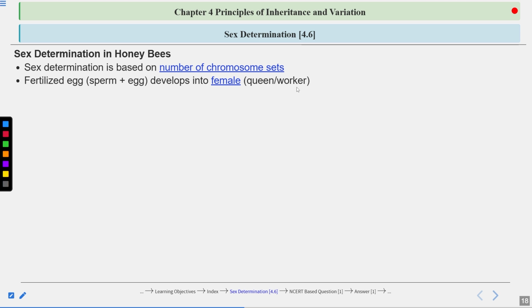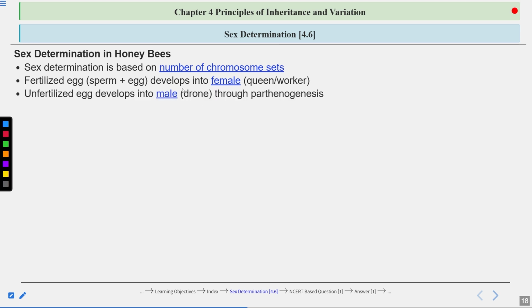So queens and the worker bees, they are female. They are diploid because they develop after fertilization. In fertilization, what happens? There is the fusion of the male and the female gamete, which results in the formation of a unicellular diploid structure, which is known as the zygote. The zygote will further develop into the organism. Clear?